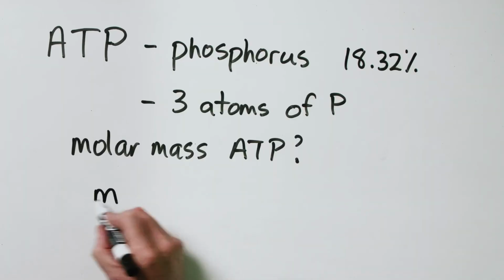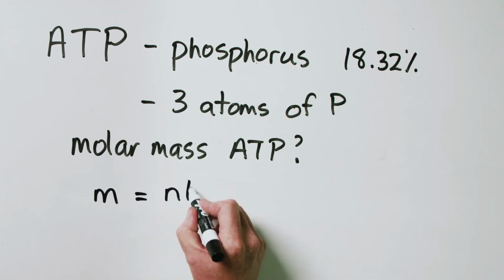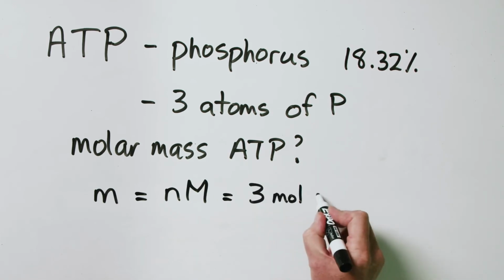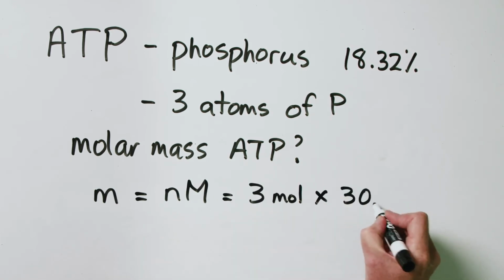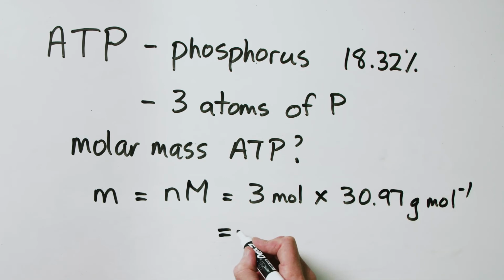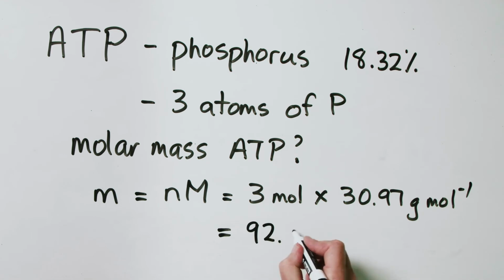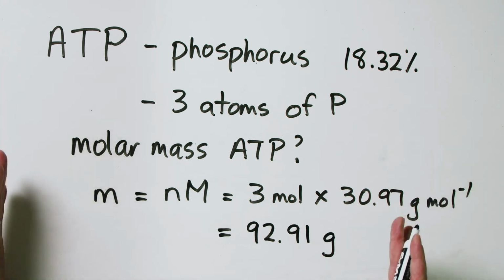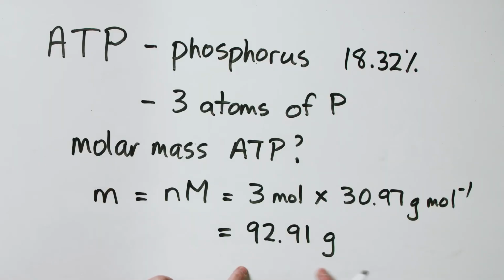Using our trusty equation again, the mass is equal to the number of moles times the molar mass of phosphorus, which is 3 moles multiplied by the molar mass, 30.97 grams per mole, and that comes out at 92.91 grams. Okay, that's what we can do thus far with the data given to us. We're saying, right, in 1 mole of ATP, we have 3 moles of phosphorus. 3 moles of phosphorus weigh 92.91 grams.